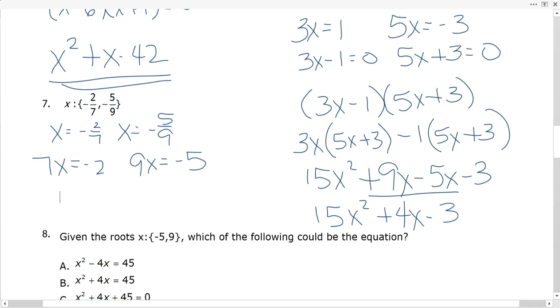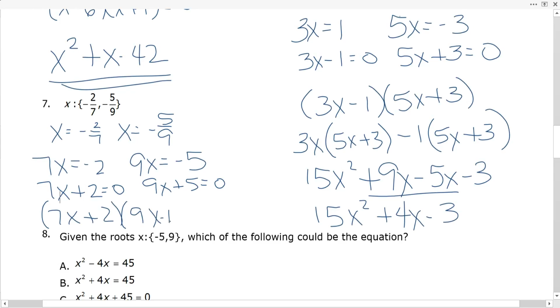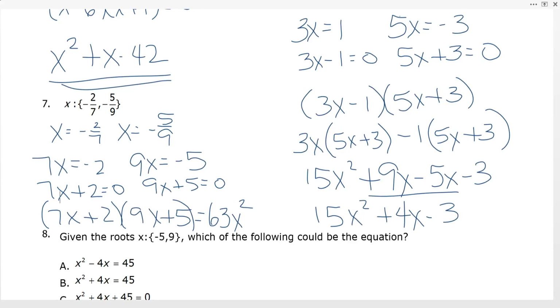When I set it equal to 0, I have 7x plus 2 equals 0, 9x plus 5 equals 0. Multiply my 7x plus 2 times my 9x plus 5. And I end up with 63x squared plus 53x plus 10 equals 0.